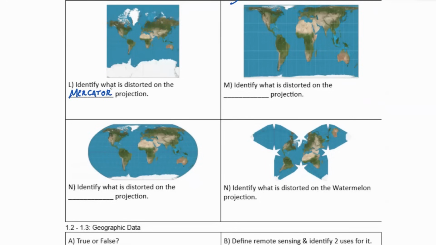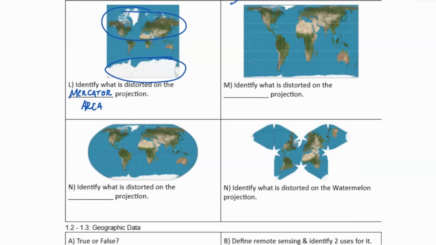And so what is distorted? We could say area is distorted. More particularly, as you get closer to the poles, the area is a lot more distorted here. They get a lot bigger. And so the closer you get to the equator, the nicer the countries' areas are. But the further away you get from the equator, closer to the North Pole and the South Pole, the size of the land masses gets much, much bigger.